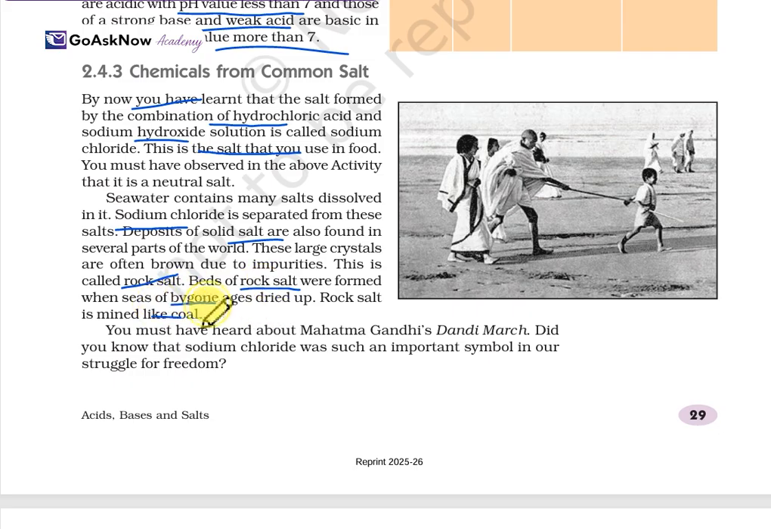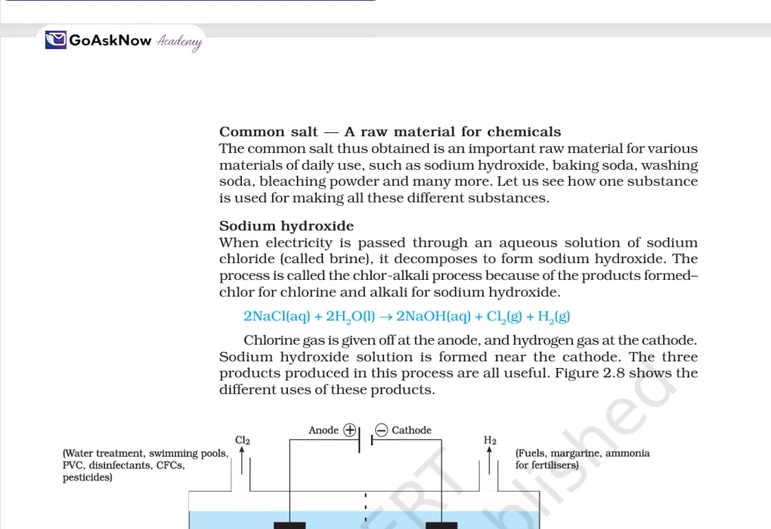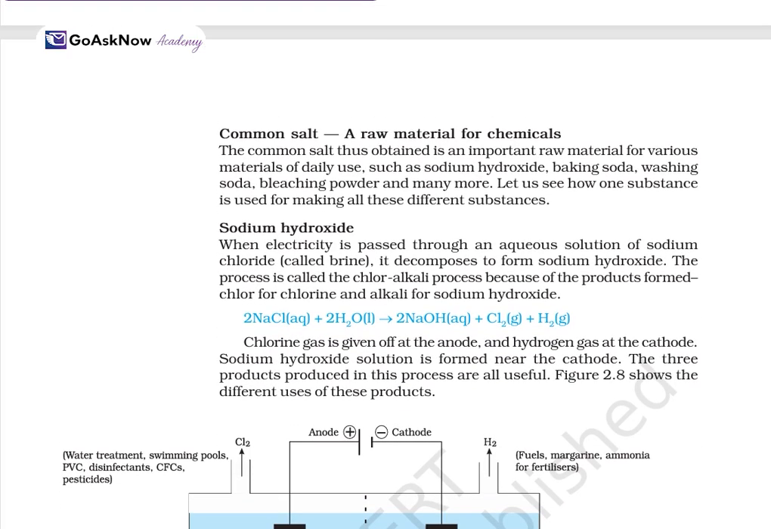Rock salt is mined like coal, and you must have heard about the Mahatma Gandhi Dandi March, and you must have seen that sodium chloride was an important symbol in our struggle for freedom. So, common salt, a raw material for chemicals. Common salt is an important raw material for various materials of daily use, such as sodium hydroxide, baking soda, washing soda, bleaching powder, and many more.